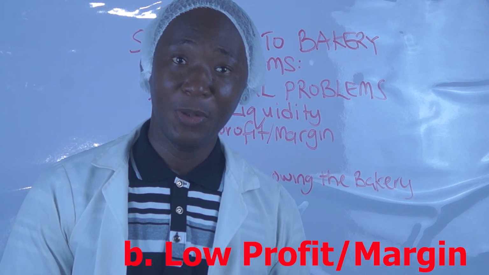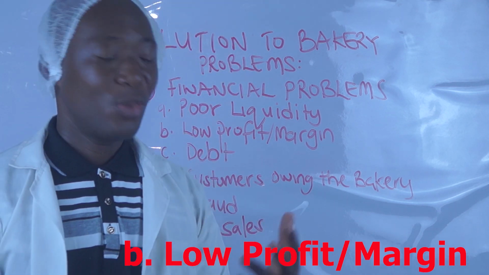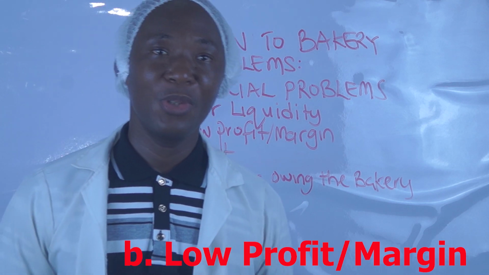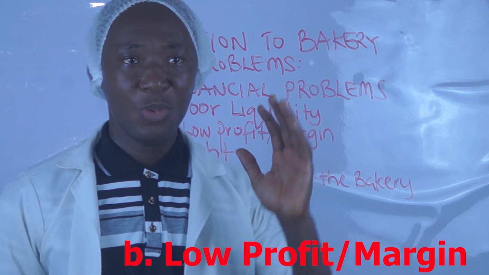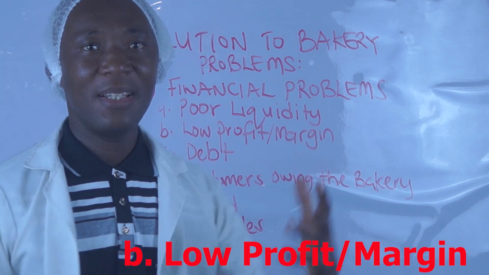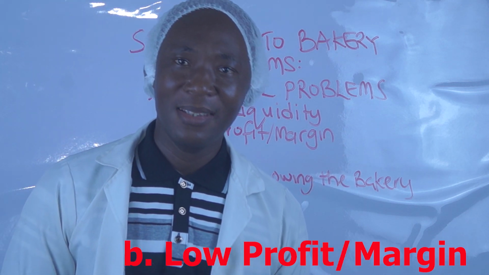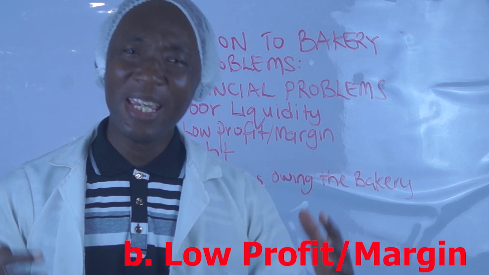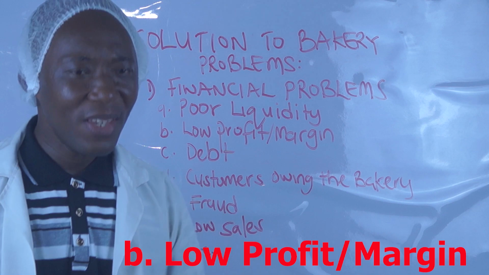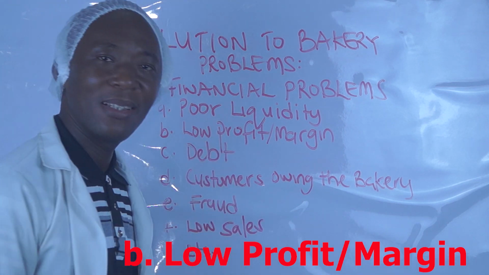Everything from your recipe to your production, from your production to your bakery logistics, from your bakery logistics to the cost of supplying your products to the customers. Everything that affects the production of the bread. That's why you have to look inward and look at what are the things that are affecting your profitability.